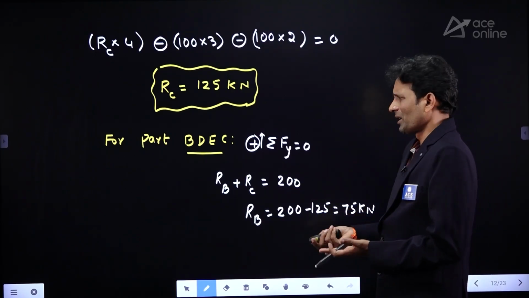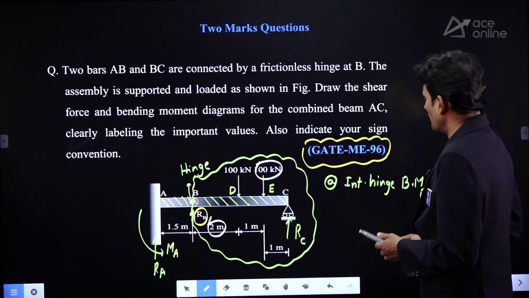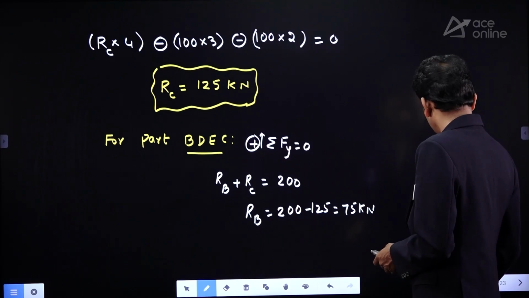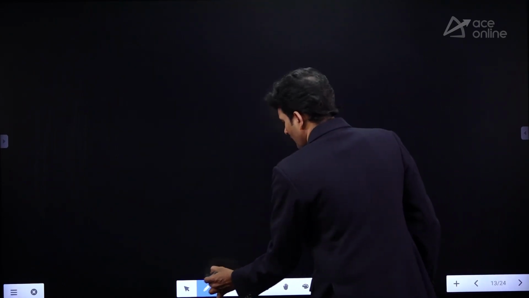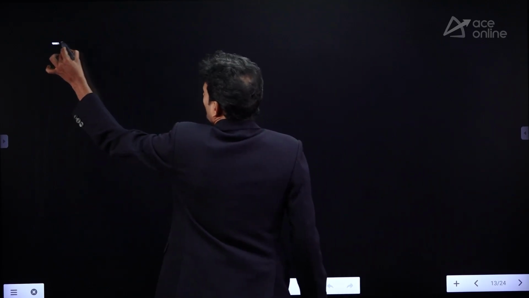Here RA is not required. Without RA, I am getting the shear force and the bending moment. Try to take the shear force analysis. When I speak about the shear force analysis, the given beam, if I take, is something like this.